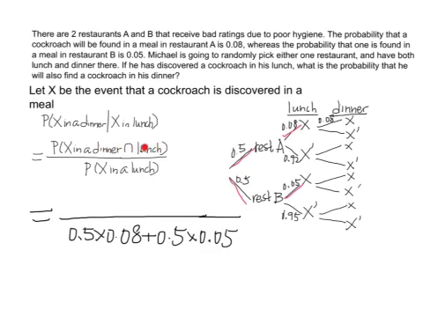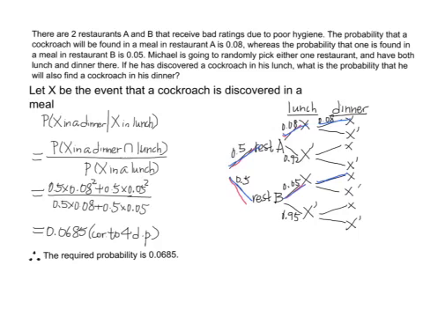Now, how do you find the top part? The top part is finding a cockroach in both dinner and lunch. So here's your route: you go from here to here to here. And the other route is here, here, and here. And so therefore, you get this. Now all you need is just the answer here. Hope this helps.